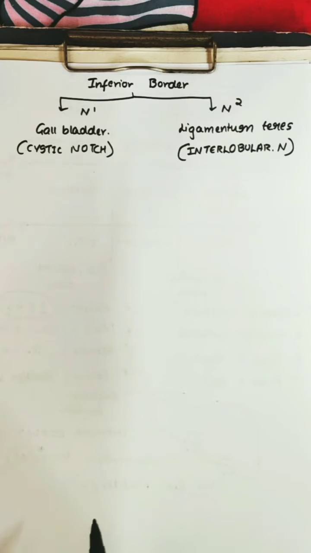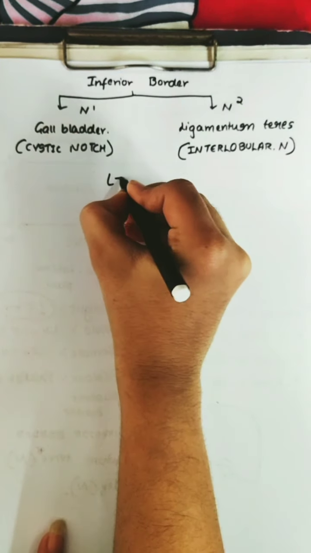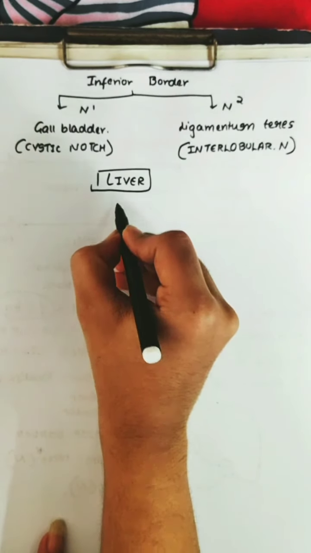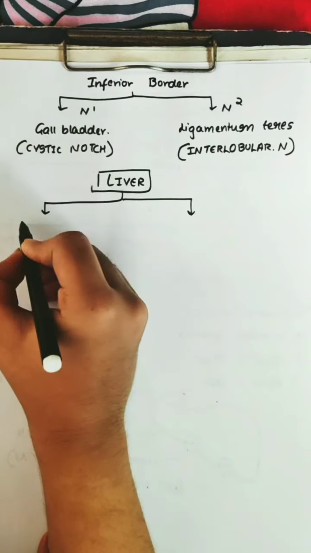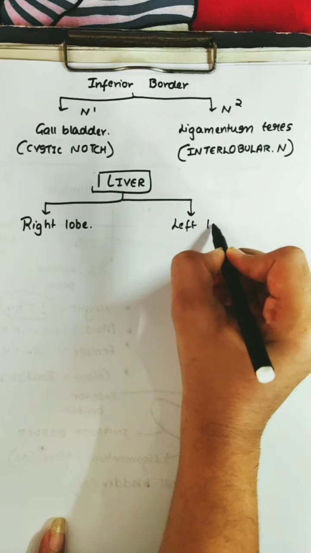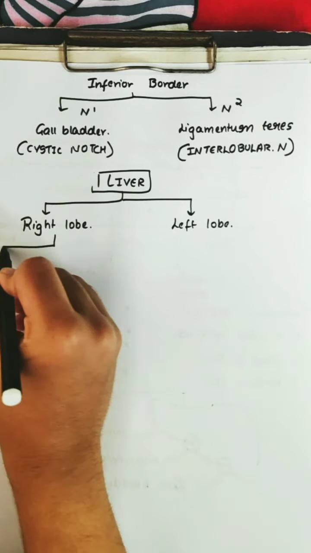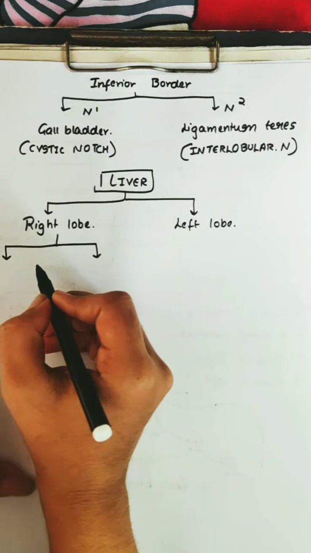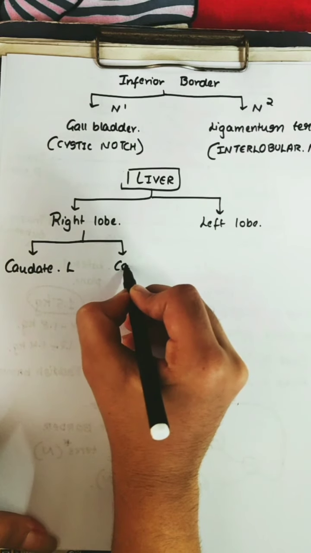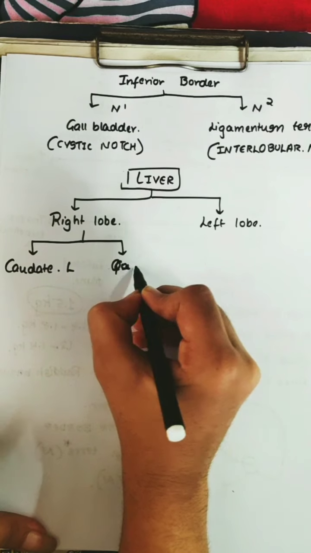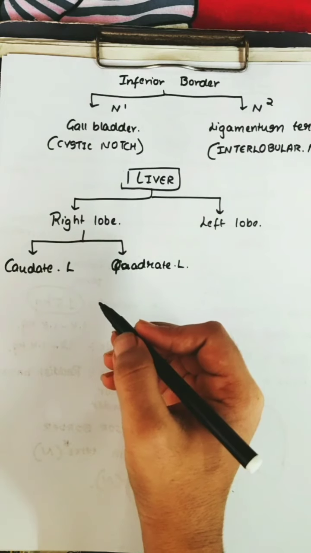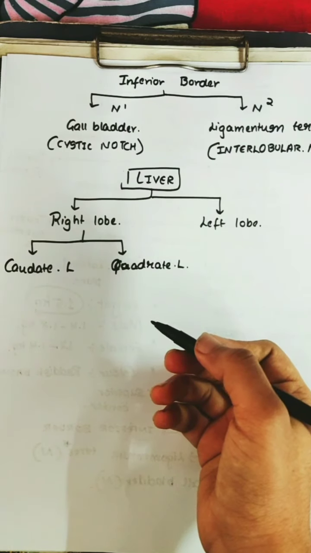We'll look at the classification of the lobes of the liver. So we have the liver. The liver is divided into 2 lobes, the right lobe as well as the left lobe. The right lobe is further divided into 2 extra lobes. The first one is the caudate lobe and the quadrate lobe. So the right lobe is divided into the caudate lobe as well as the quadrate lobe.